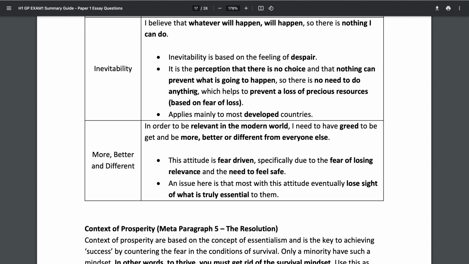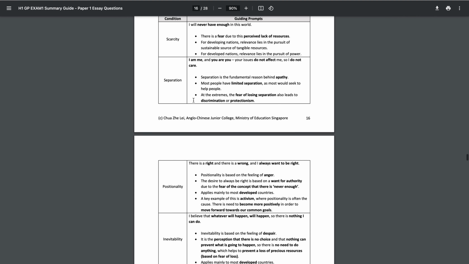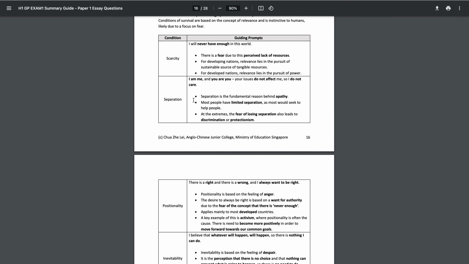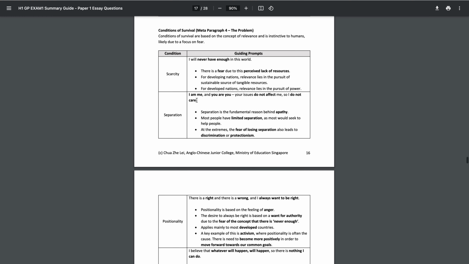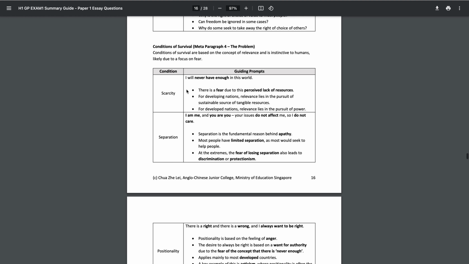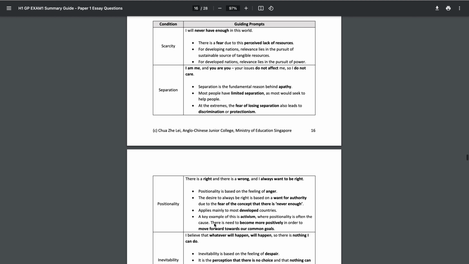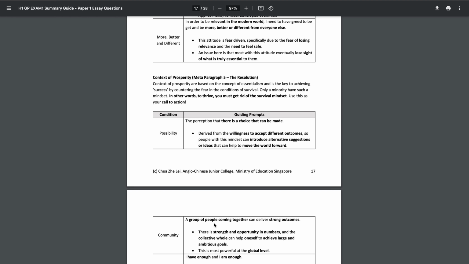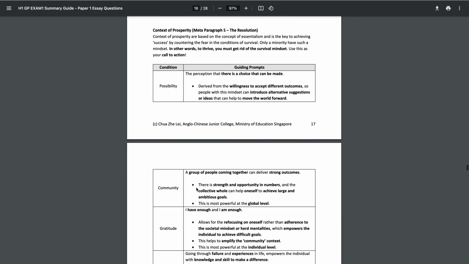Okay, so all of this, right? All of this will help you in thinking about why do problems exist? Why do we have the problems that we have in today's modern world? And if you want to see an example of how to use condition of survival and later on the resolution, the solution, right? Context of prosperity, you can look at the model essay. Paragraphs 4 and 5 are talking about these 2 points. Okay, paragraph 4 is about FOMO, which is related to more, better, different. And paragraph 5 is resolution to FOMO, okay, which is more about the focus on the individual.